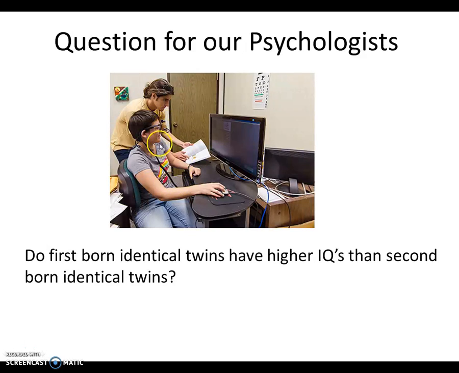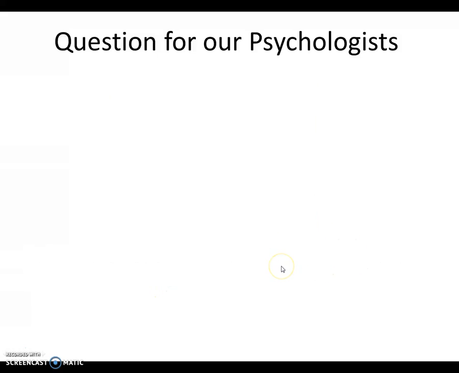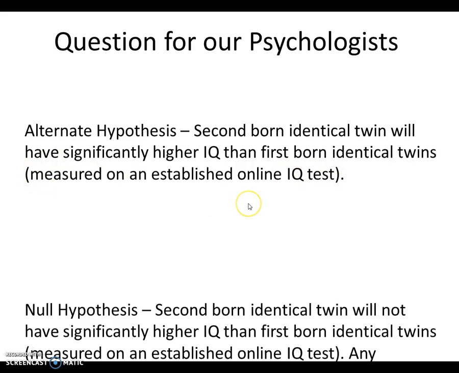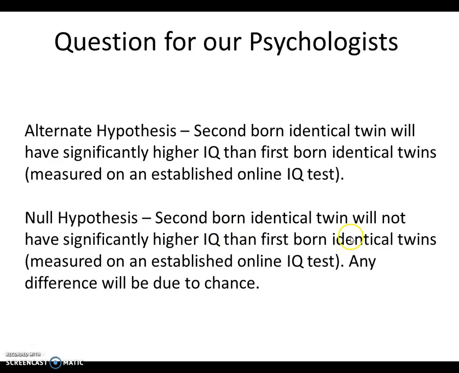So let's say we're testing, are firstborn identical twins cleverer than secondborn identical twins? Do they have higher IQs? The alternate hypothesis would be second-born identical twins will have significantly higher IQ than first-born identical twins measured on an established IQ test. Good bit of operationalisation in the brackets, everybody. Null hypothesis, second-born identical twins will not have significantly higher IQ than first-born identical twins. Any difference will be due to chance.